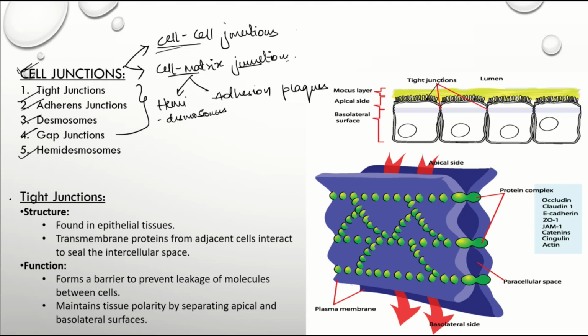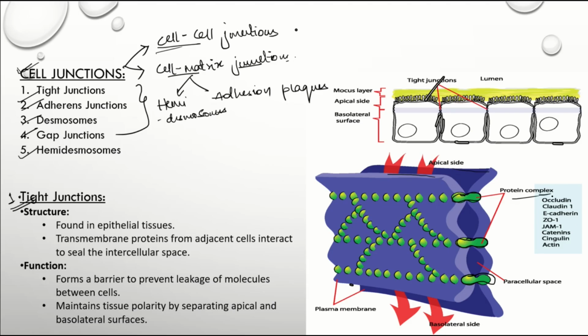So let's start with the first, that is the tight junction. What do you mean by tight junction? Here is the representation. Can you see? This is the plasma membrane of one cell and this is the plasma membrane of another cell, and in between these two cells there are some protein complexes present which are joining the two cells to each other. Yes, these are the protein complexes.